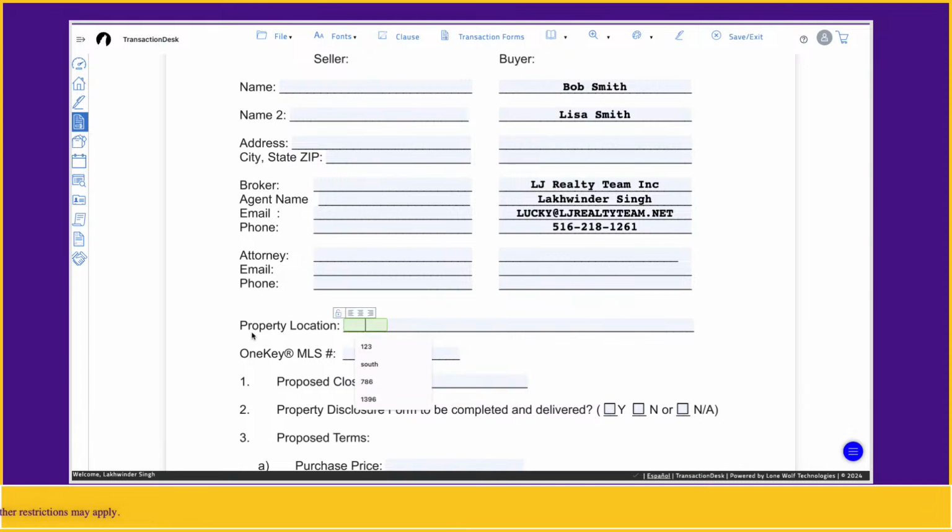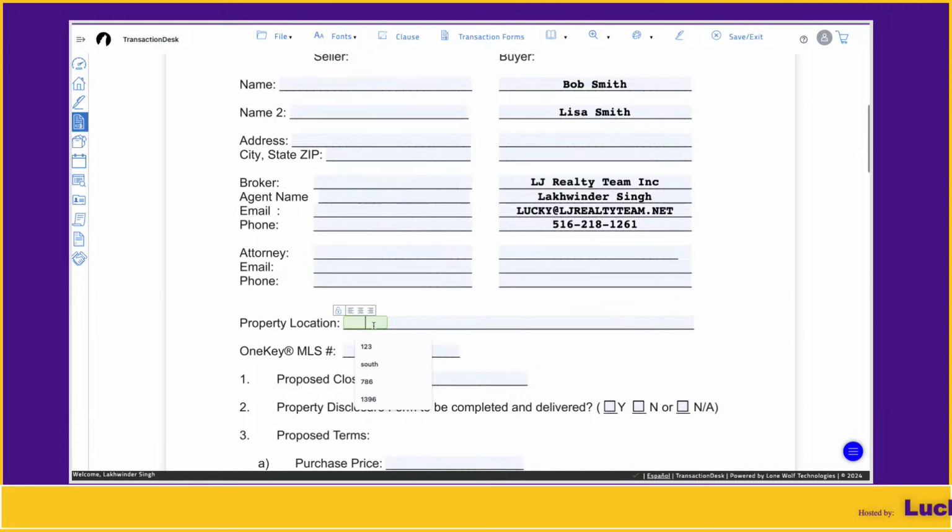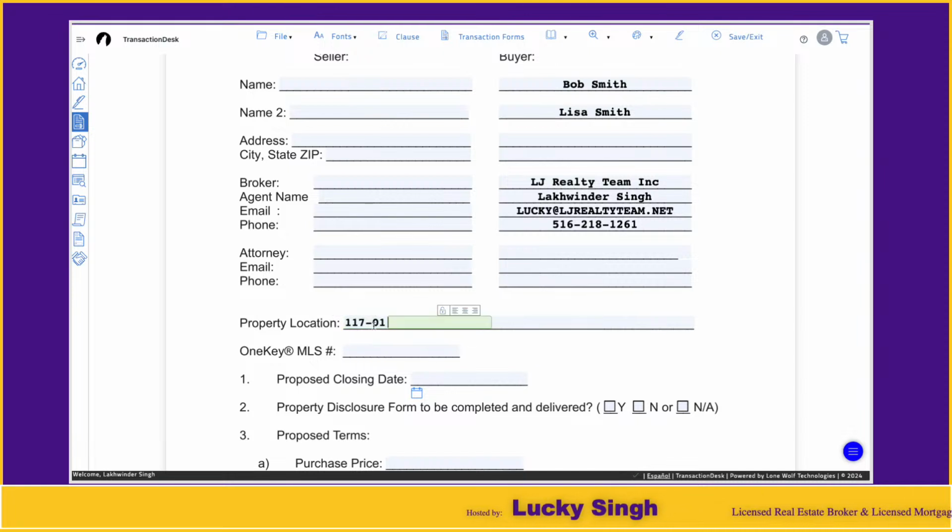Now you have your property location. Some agents start filling out all the information in the first field. Every time you're putting in more information, the fields get smaller and smaller. So you don't want to do that, okay? So you want to do it properly. So let's say it's 11701, 127th Street. Click on Tab to go to the next field, okay?